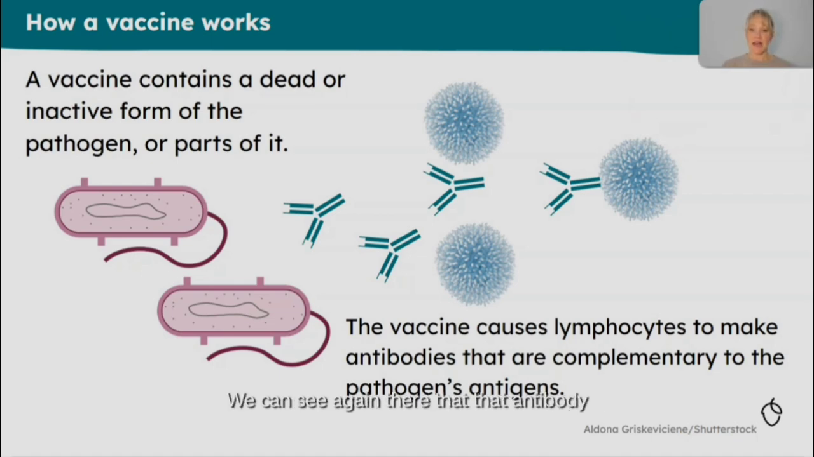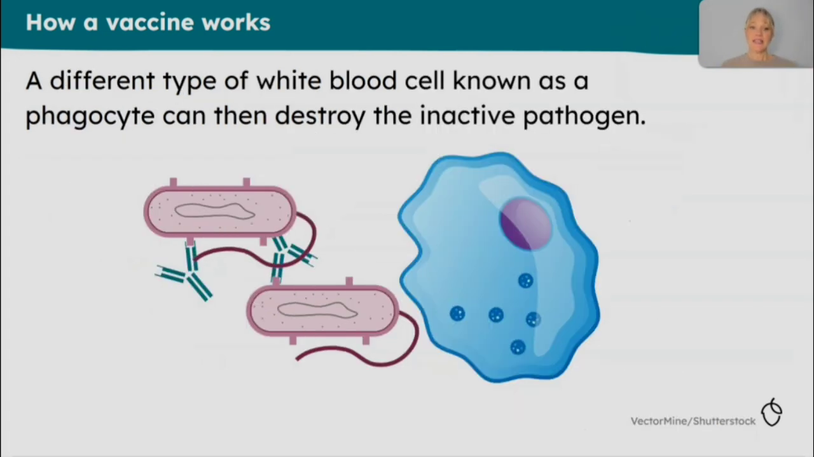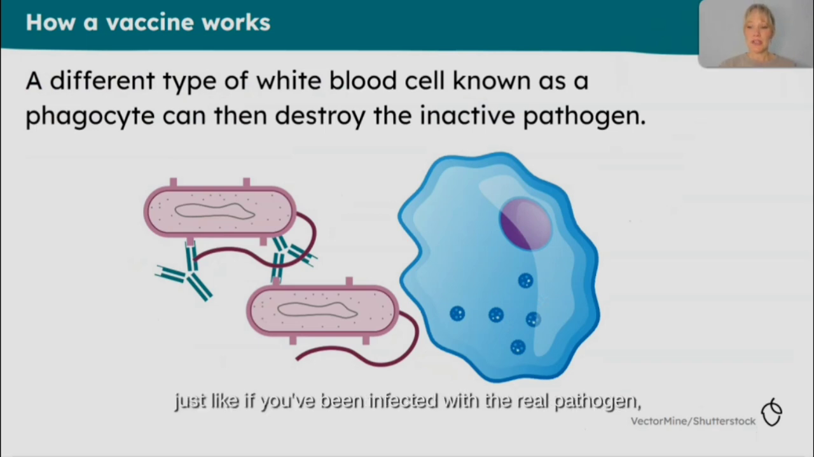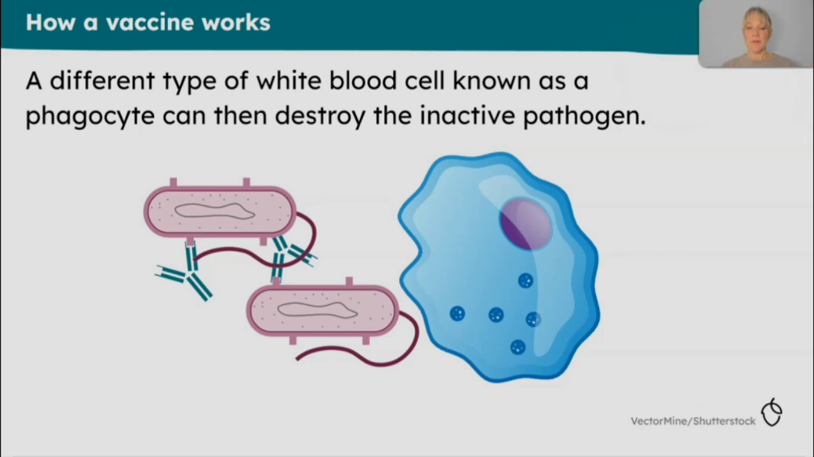We can see again there that that antibody has got, at the end of its little Y, that complementary structure to the antigen, and they fit together. A different type of white blood cell, just like if you've been infected with the real pathogen, will then come and clear away those parts of the vaccination. So be it the dead or inactive form of the pathogen, or just parts of it.